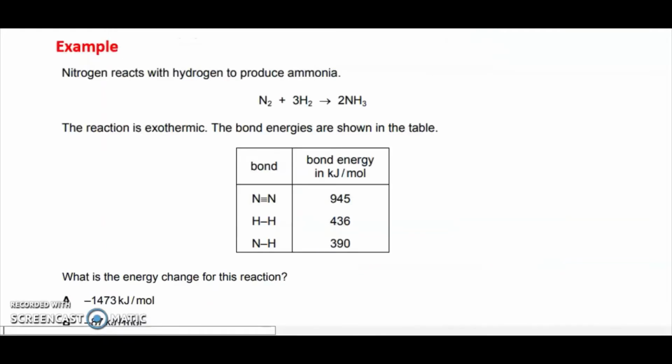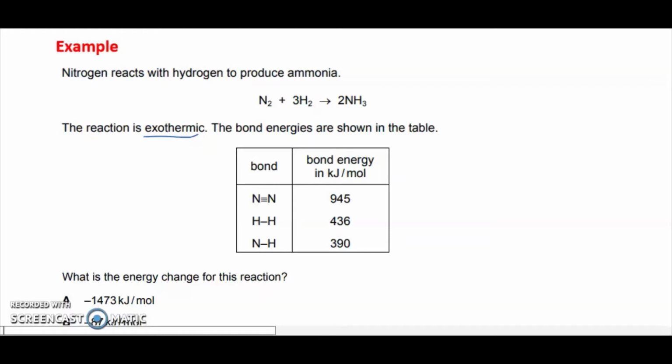Okay, so here we have an example for us to try. Nitrogen reacts with hydrogen to produce ammonia. The reaction is exothermic. Here we've been given some information. The reaction is exothermic. Now, what can we deduce already from this?